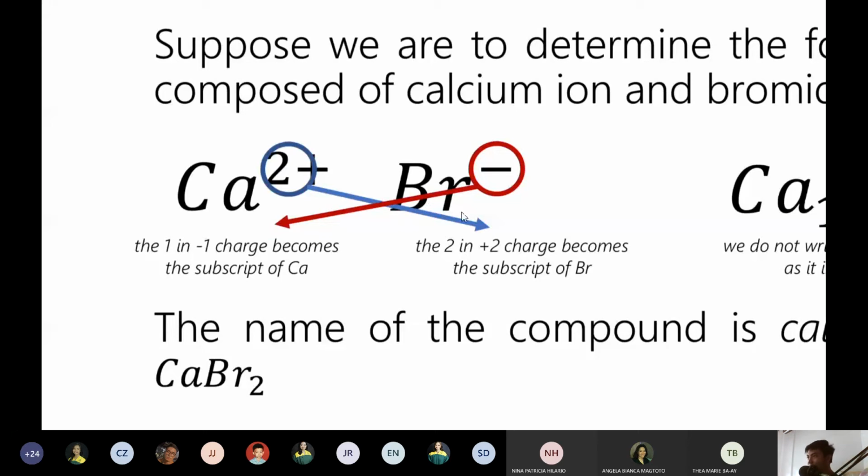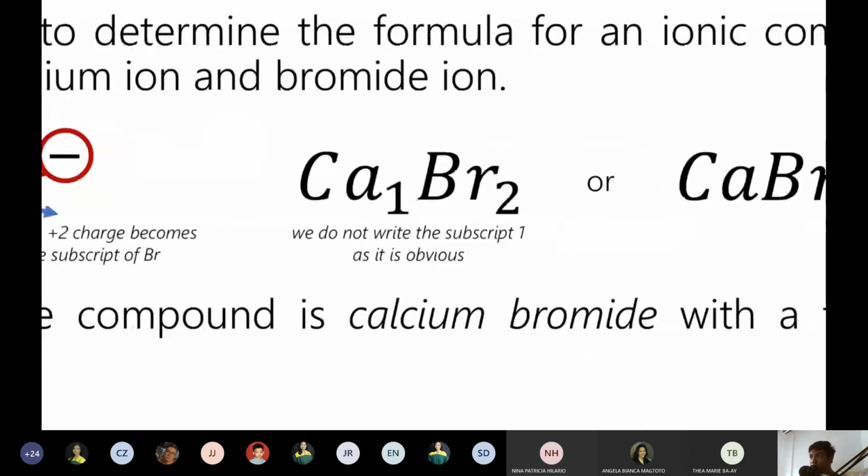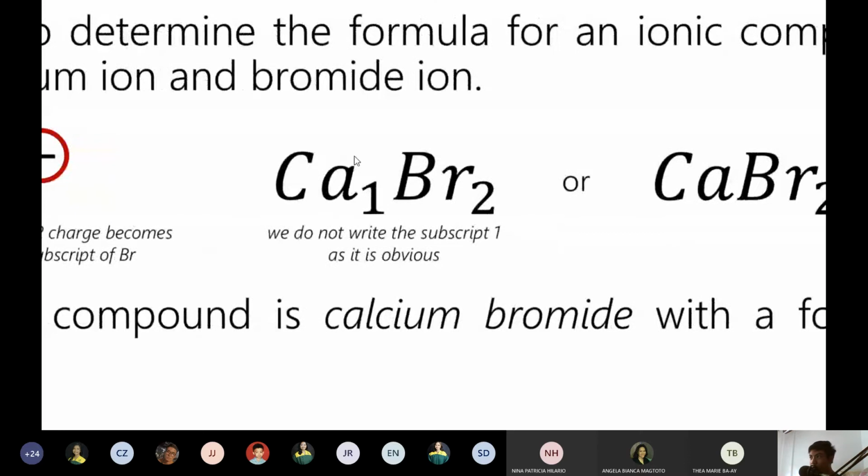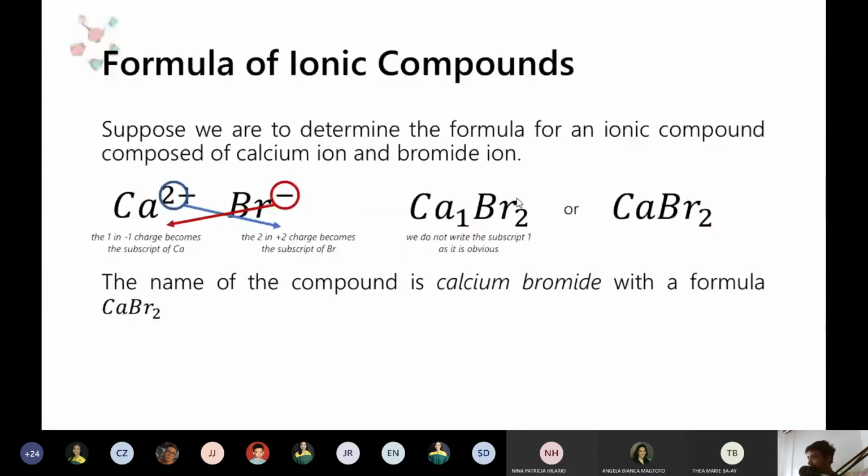Ang tanong, paano yung formula? So the formula is ganito. Yung 2 ni calcium, ilalagay mo as a subscript for bromine. Yung 1 ni bromine, ilalagay mo as the subscript for calcium. So yan, Ca1Br2. Saan galing yung 2? Kay calcium. Saan galing yung 1? Kay bromine. So again, yung 1, binubura natin. So the formula will be CaBr2 na lang. So the name of the compound is calcium bromide with the formula of CaBr2. Yung 2, galing yan kay calcium. Yung 1, galing kay bromine. Okay? Ganun lang.